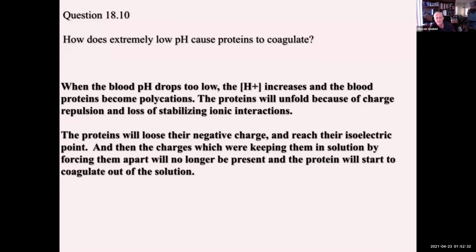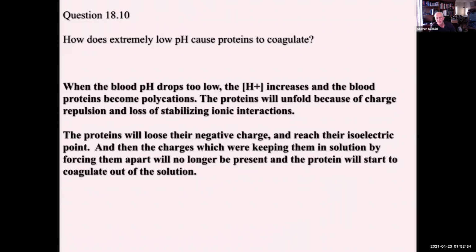When the pH drops too low, it means it's going to be more acidic. The H plus increases, and the blood proteins become polycations because they have a positive charge now. The protein will unfold because of charge repulsion and loss of stabilizing ionic interactions. The proteins will lose their negative charge and reach their isoelectric point. Then the charge that was keeping them in solution by forcing them apart will no longer be present, and the protein is going to start coagulating out of solution.